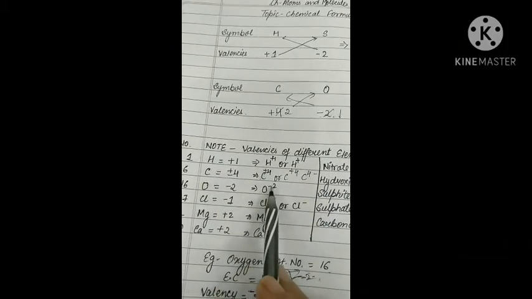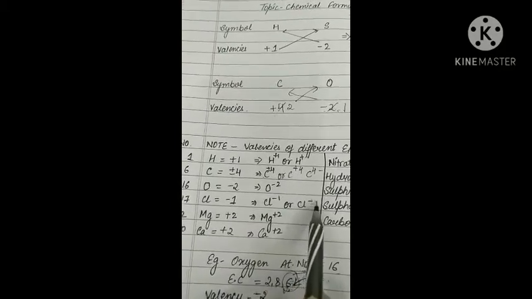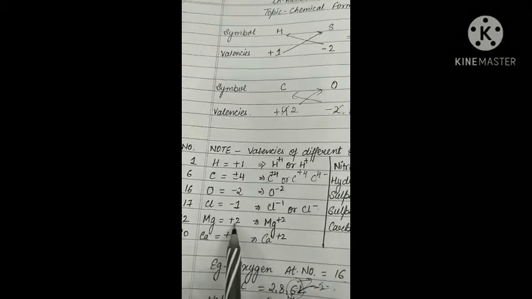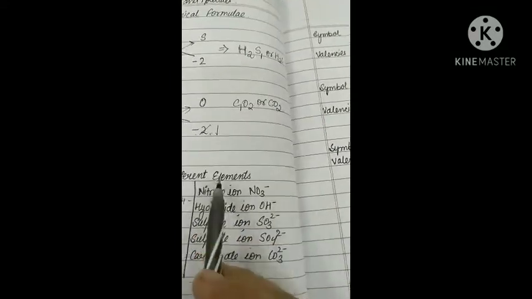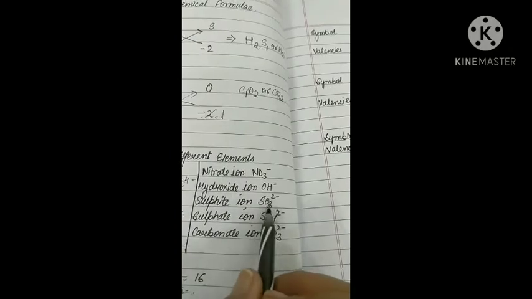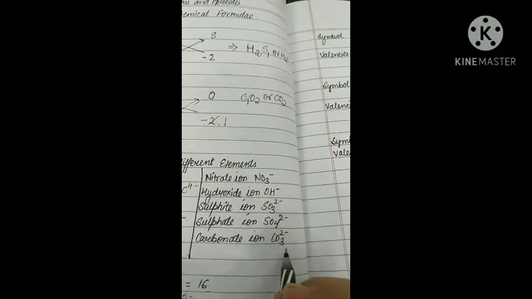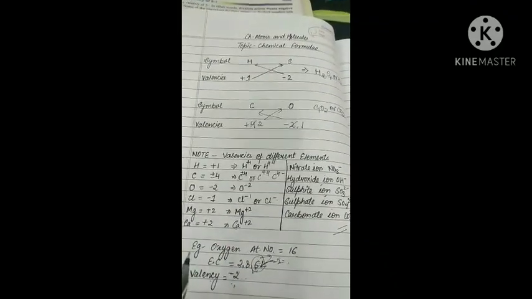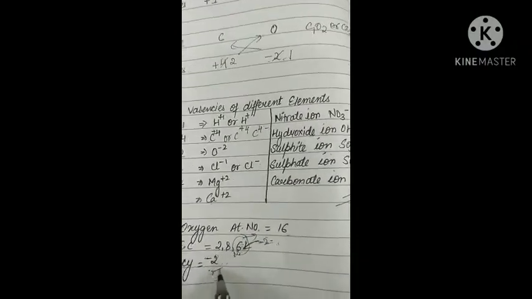Oxygen has -2 valency, so O -2. Chlorine has -1 valency, so Cl -1. Mg has +2 valency, so Mg +2. Calcium +2, Ca +2. In the same way, nitrate ion NO3 negative, hydroxide ion OH negative, sulfite ion SO3 2 negative, sulfate ion SO4 2 negative, and carbonate ion CO3 2 negative. So these are the valencies of different elements. You just go through it and learn them. For the others too, at least for elements 1 to 20, if you know the atomic number, then you can find out the valency on your own.